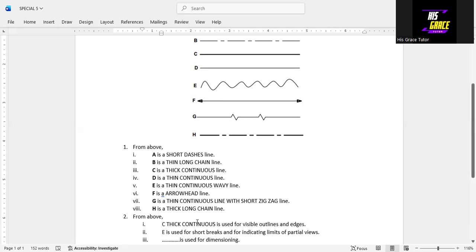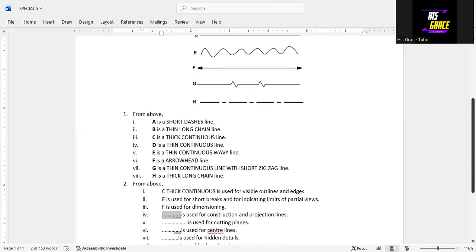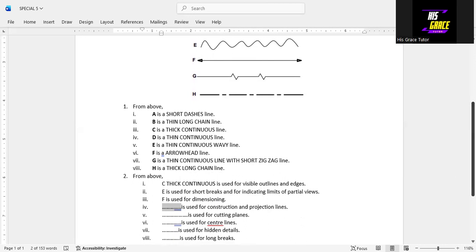And then Roman figure 3 says that the dash is used for dimensioning. The arrow end line F is used for dimensioning. Then Roman figure 4 says that the dash is used for construction and projection. That is D, the thin continuous line. We use it for construction and for projection.